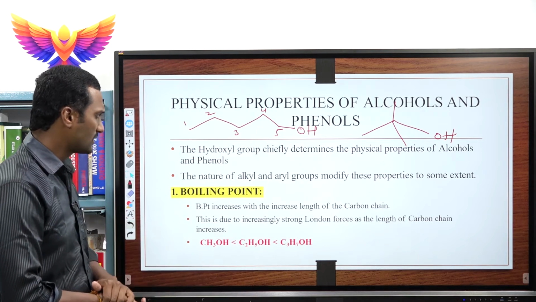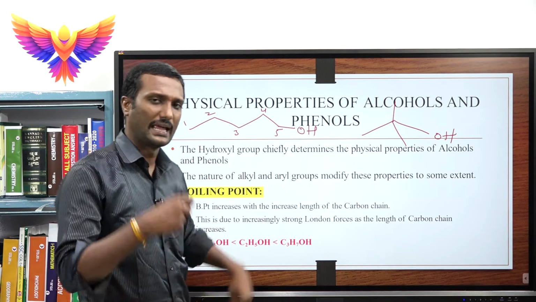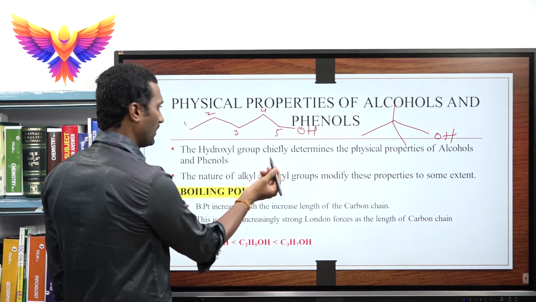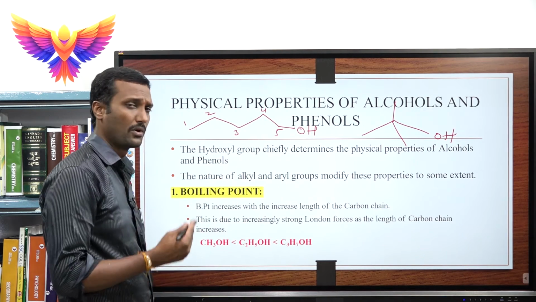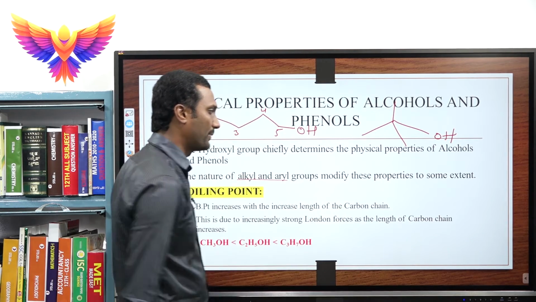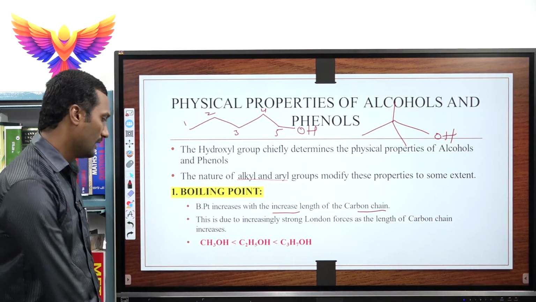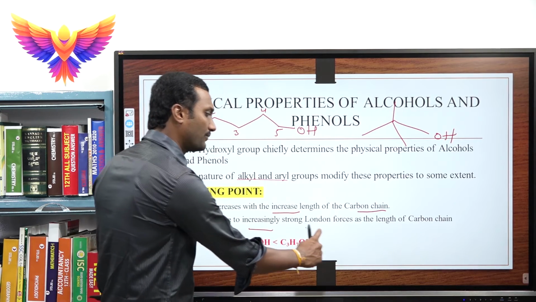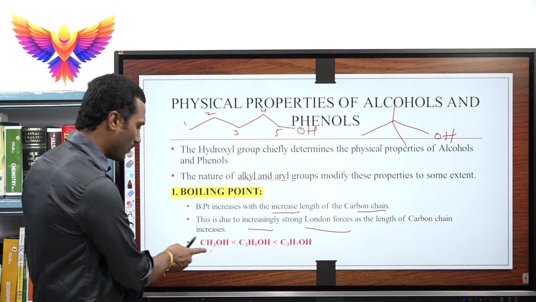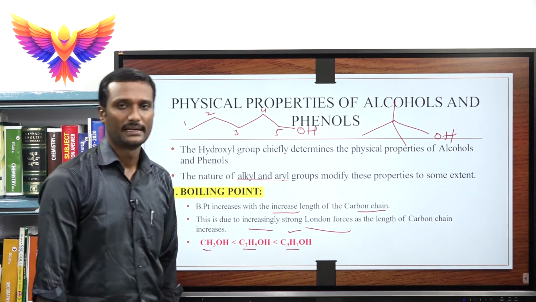Let us see here: the hydroxyl group chiefly determines the physical properties of alcohol and phenol. Not only alcohol and phenol, students, but any functional group. Its physical properties will vary because of the variations in the alkyl group, the CH3 group or the benzene group. The nature of the alkyl and aryl group modifies this property to some extent. The boiling point increases with increase in the length of the carbon chain. This is due to increasingly strong London forces, the van der Waals forces, as the length of the carbon chain increases. You can observe here 1 carbon atom, 2 carbon atoms, 3 carbon atoms. When the number of carbon atoms increases, the boiling point also increases.